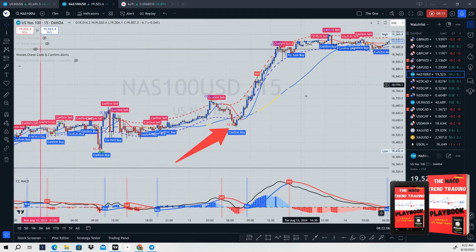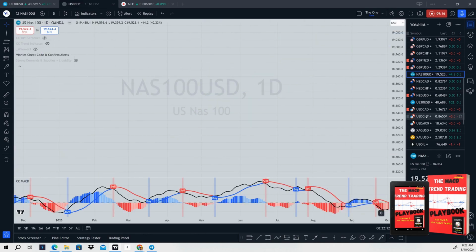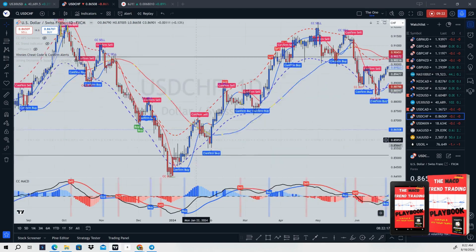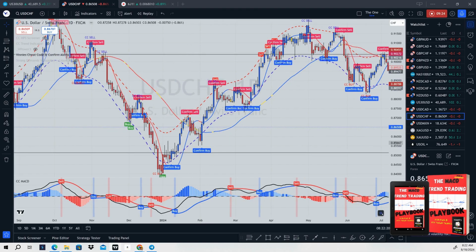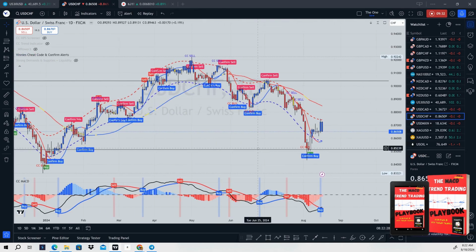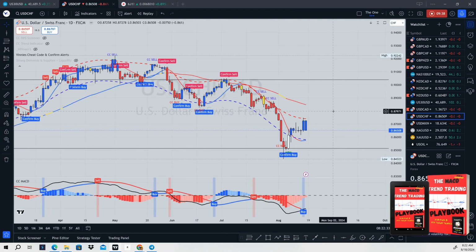All right, so let's go to the daily time frame, and let's go to USD CHF. Let me erase this. All right, so on the daily time frame, this is the current price action here. We're looking for the most recent CC buy or CC sell. Okay, so the most recent is going to be the CC buy right here. That is the most recent. Okay, that's step 1.